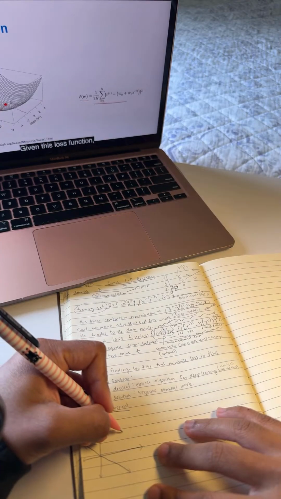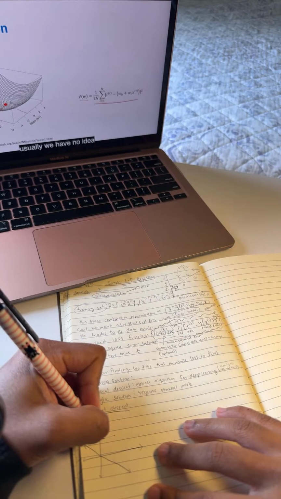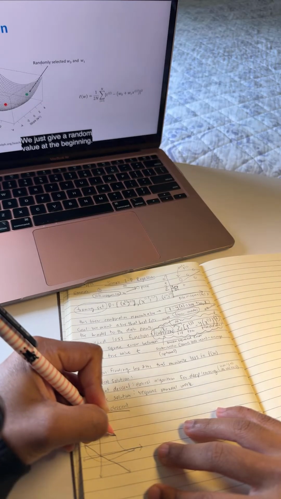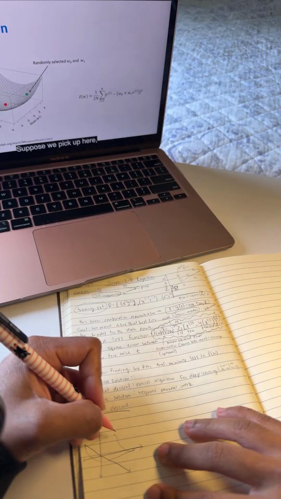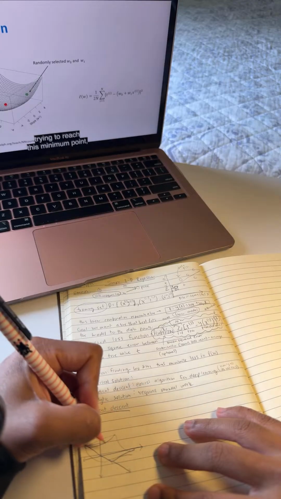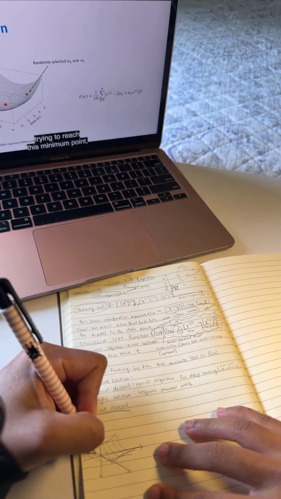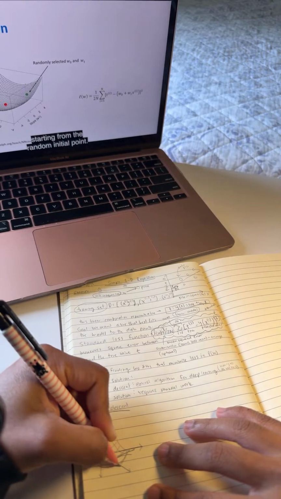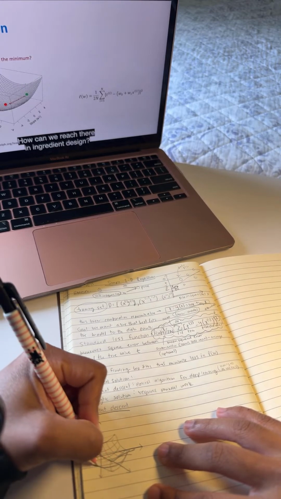Given this loss function, usually we have no idea where this minimum point is. So usually we just give a random value at the beginning. Suppose we pick up here. So the optimization problem is trying to reach this minimum point starting from the random initial point. So how can we reach there?